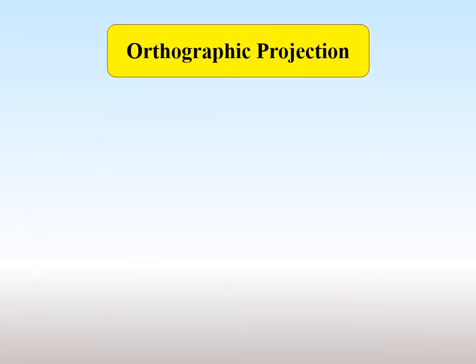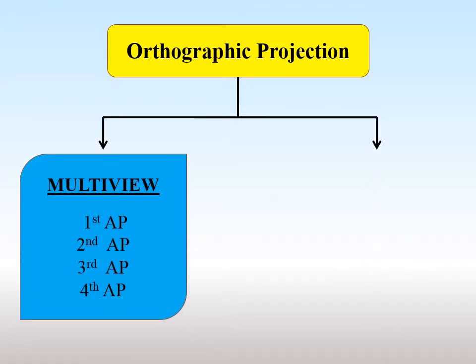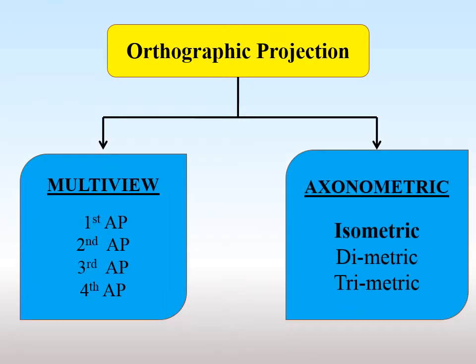The orthographic projection is divided into two types. The first type is multi-view projection. The second type is axonometric projection. Multi-view projection has four different methodologies: first angle projection, second angle projection, third angle projection and fourth angle projection. Similarly, the axonometric projection has three different methodologies: isometric projection, dimetric projection and trimetric projection.